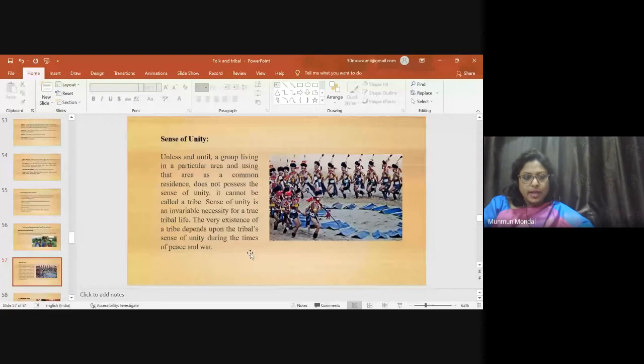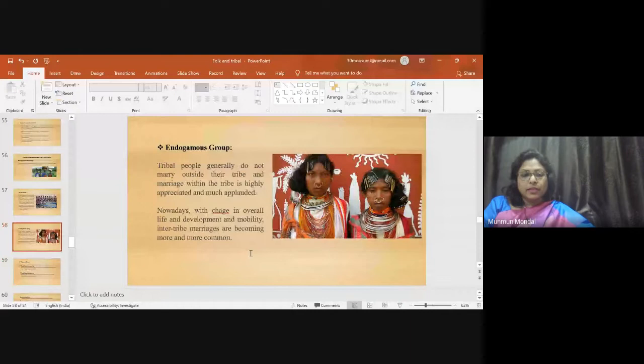The sense of unity is an invariable necessity for a true tribal life, and the very existence of a tribe depends upon the tribal's sense of unity during times of peace and war. The third character is the indigenous endogamous group. So the tribal people generally don't marry outside the specific tribe, and marriage within the tribe is highly appreciated and much applauded.